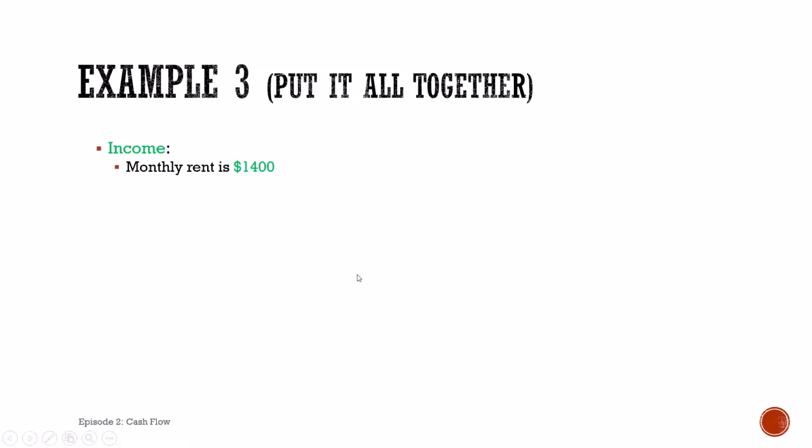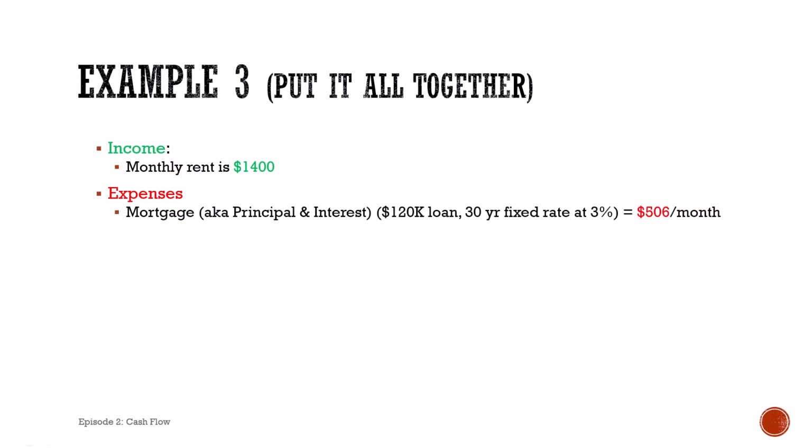I'm able to rent out this unit for $1,400 a month. Let's go through the expenses. Let's assume I got a 30-year fixed rate at 3% interest on this $120,000 loan. That comes out to $506 a month for principal and interest. Taxes, right? This is going to depend on your market and your state. Every market has their own tax rate, so that's something you're going to have to determine.